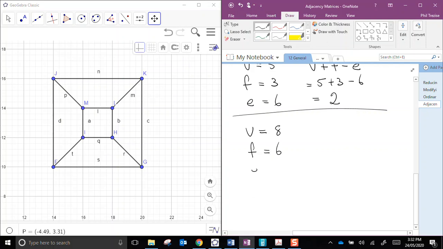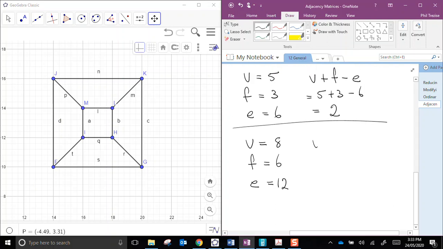Well, how many edges were there? Let's count around the outside. 1, 2, 3, 4. Let's count the inside. So 5, 6, 7, 8, 9, 10, 11. There are 12 edges. Now let's try that little rule again.